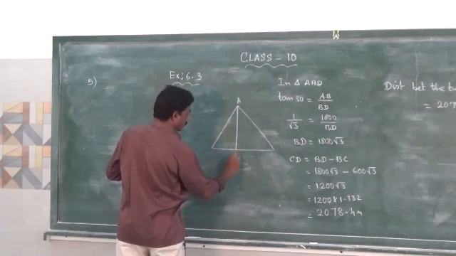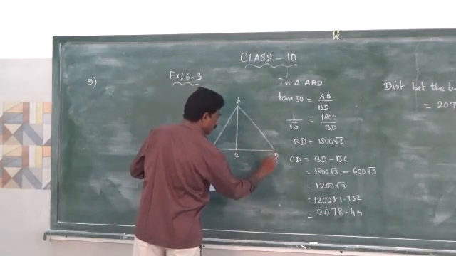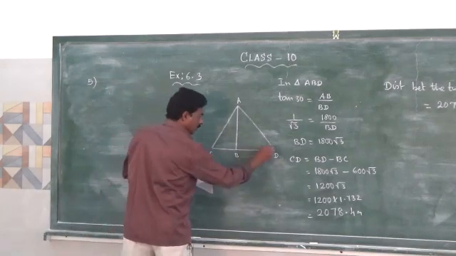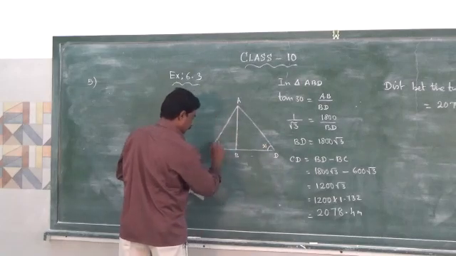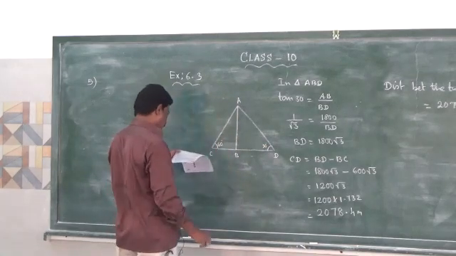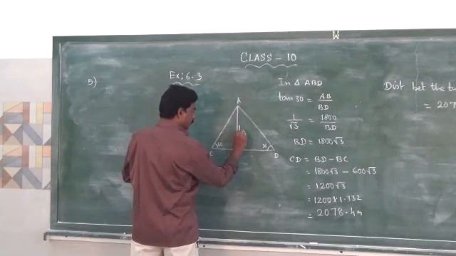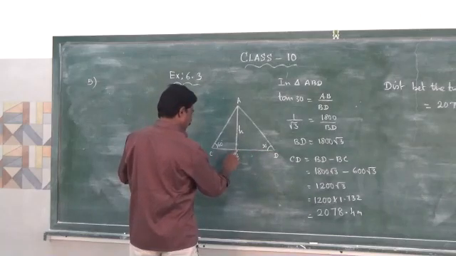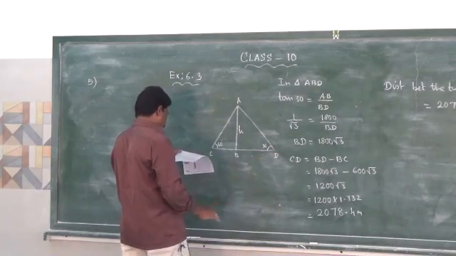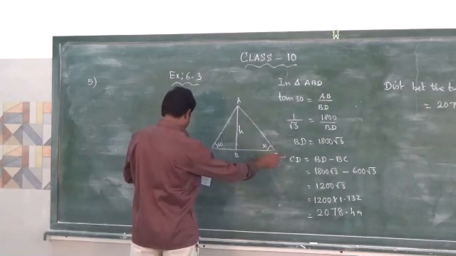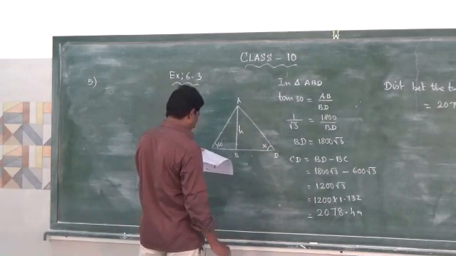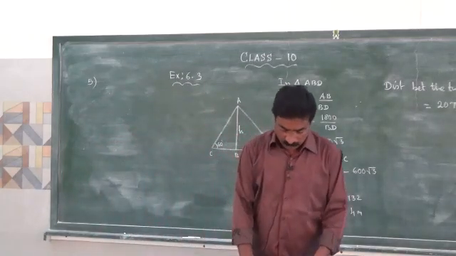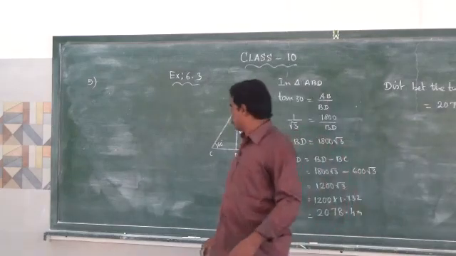Suppose AB is the lighthouse, C and D are the ships, one on each side of the lighthouse. The angles of depression are observed to be 30 and 60. If the height of the lighthouse is h meters and the line joining the ships passes through the foot of the lighthouse, so it is a horizontal line, you have to show that the distance between the two ships is 4h by root 3. The answer is given, so you have to show that the distance between the two ships is 4h by root 3.